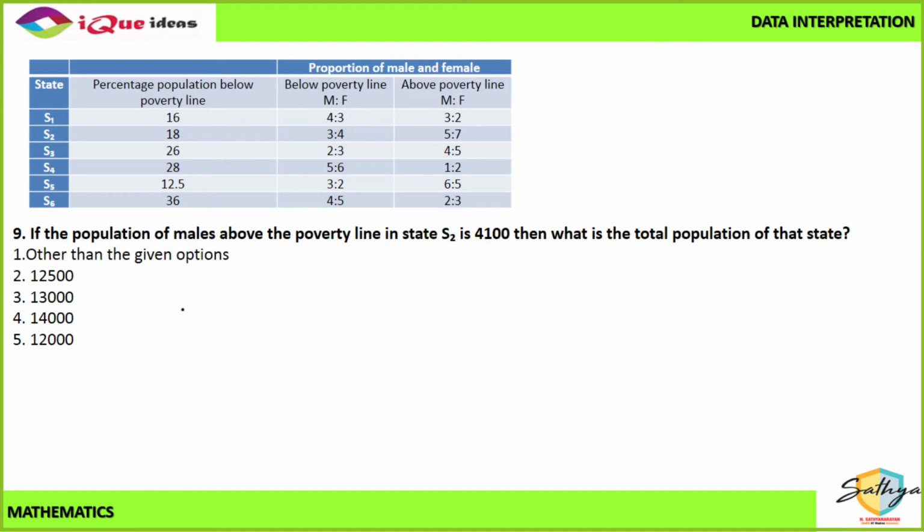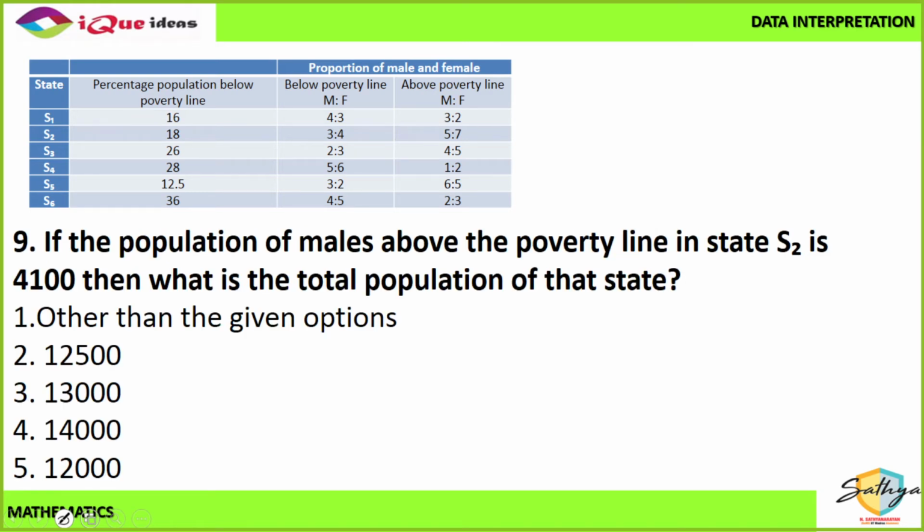Now moving ahead. If the population of males above poverty line in state S2 is 4100, then what is the total population of that state? Now this is easier than the previous question, right? In the previous question, we had to do the calculation twice.